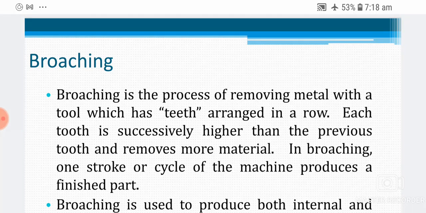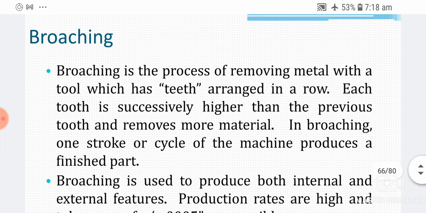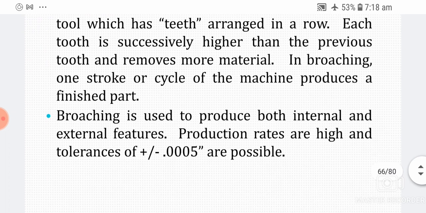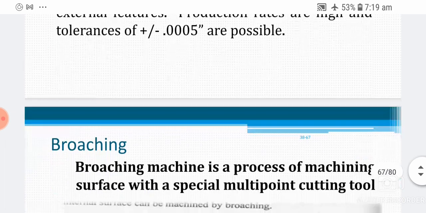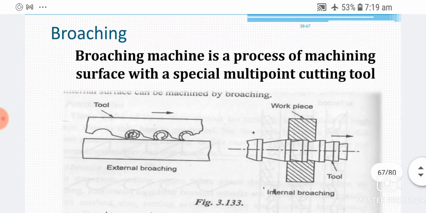And removes more material. In broaching, one stroke or cycle of the machine produces a finished part. Broaching is used to produce both internal and external features. Production rates are high and tolerances of plus or minus 0.005 are possible. Broaching is the process of machining a surface with a special multi-point cutting tool.